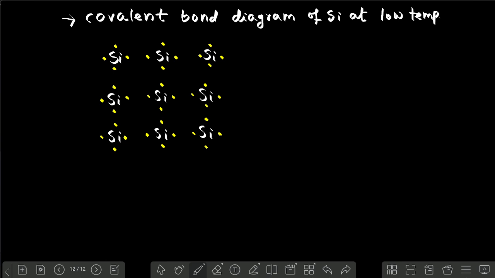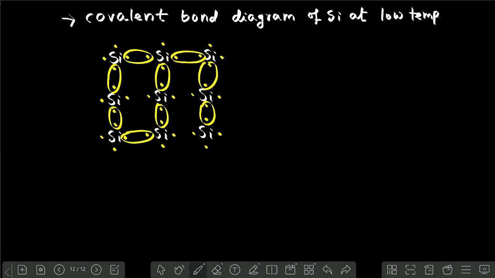Now the electrons you consider: these 2 are forming one bond. These 2 are forming one bond. These 2 also forming one bond. This also forming one bond. Like this you can take. This also forms one bond. Here also bond. 2 electrons will form one bond, right? These are covalent bonds basically.